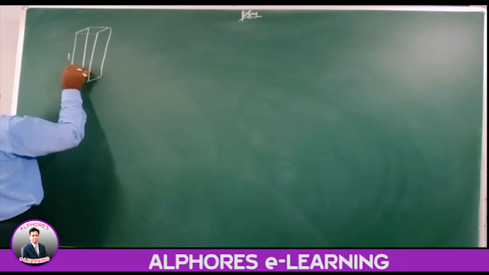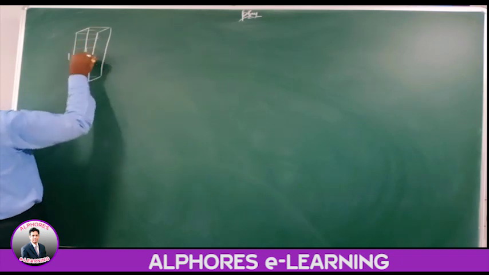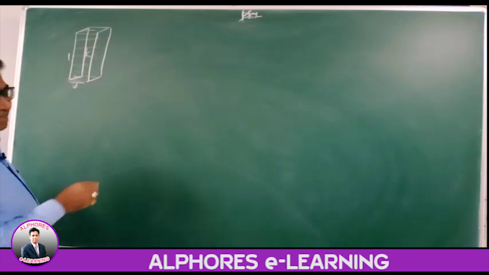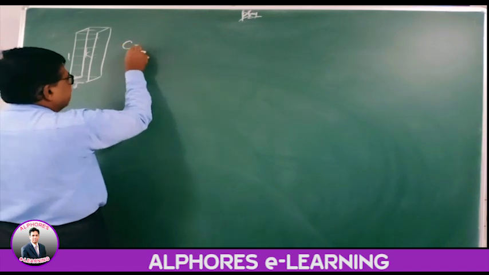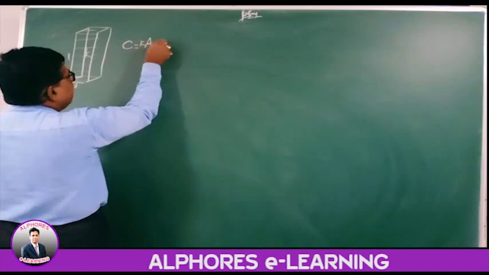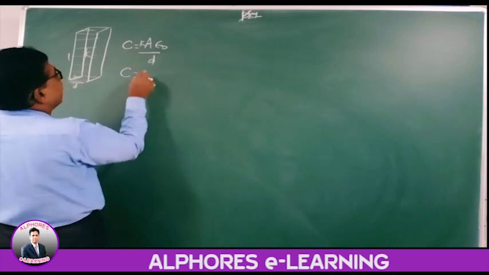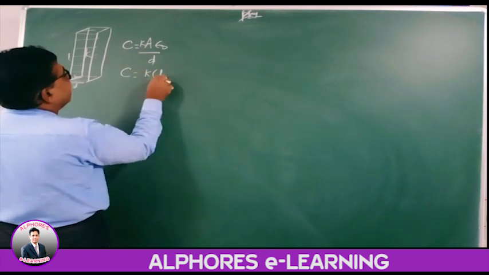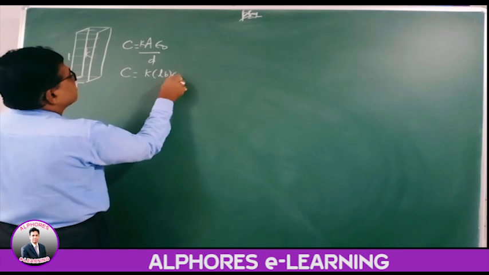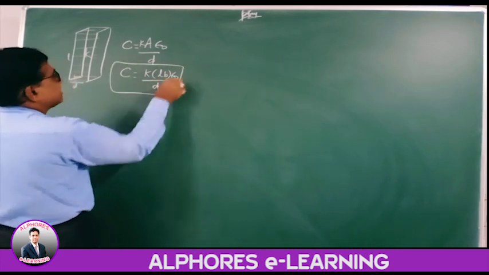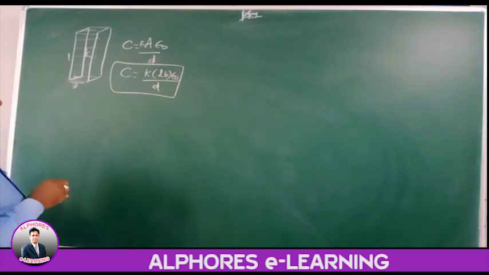With a medium between them of dielectric constant K, the capacitance can be written as C equals K epsilon naught A by D, where K is the dielectric constant. The area is length into breadth, so C is K epsilon naught L B by D for a rectangular plate capacitor.